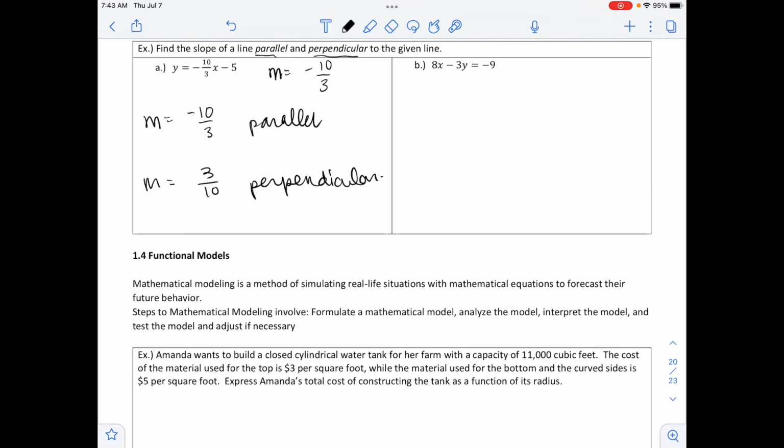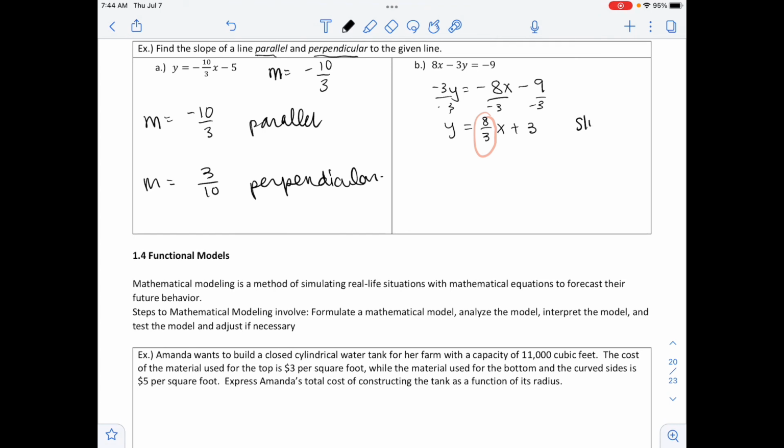For part B, we have to do a little bit more work since it's not in slope-intercept form and I cannot easily see that slope. So we need to first isolate our y. To do that, we need to subtract 8x. So subtracting 8x, we get negative 3y equals negative 8x minus 9. And then divide every single term by negative 3 in order to isolate y. So we have y equals 8/3 x plus 3. And so our slope here is going to be 8/3. It's always the value that's in front of our x.